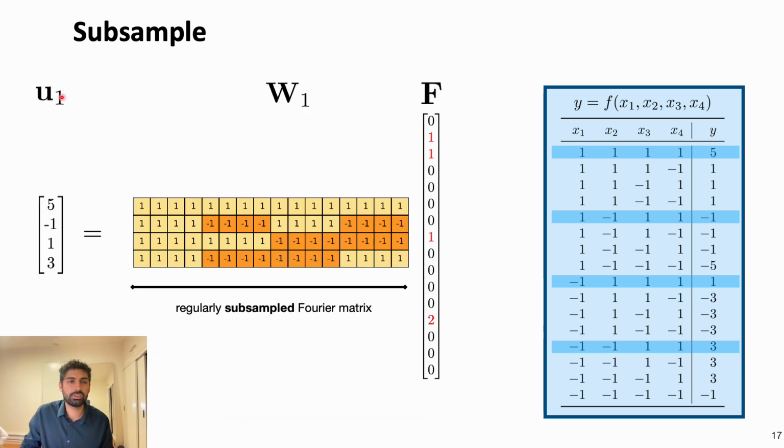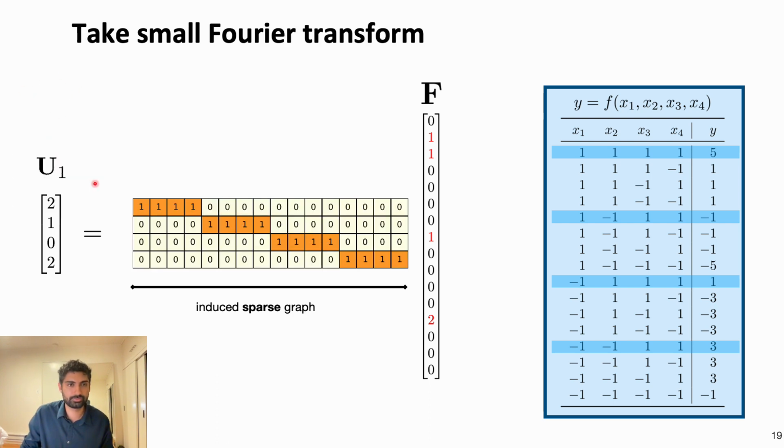And then we want to take the Fourier transform of this small little subsampled function. And as we mentioned before, the Fourier transform of the subsampled function is simply a binning of the Fourier transform of the original function, right? So here we have a 2 here, and it's the sum of the first 4 entries of the full Fourier transform. We get that with the 0 plus 1 plus 1 plus 0 gives us 2. And likewise, this 1 and 0 and 2 are coming from the same place.